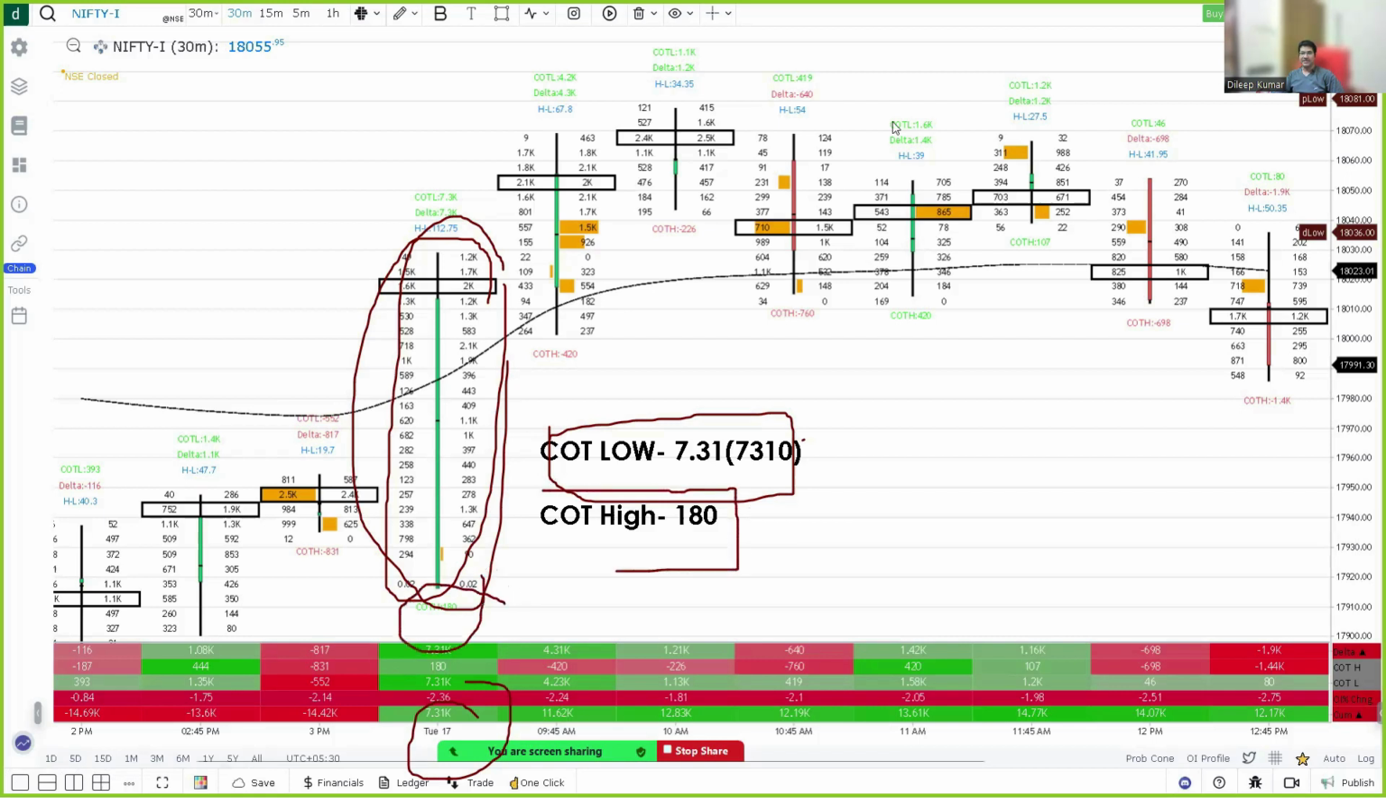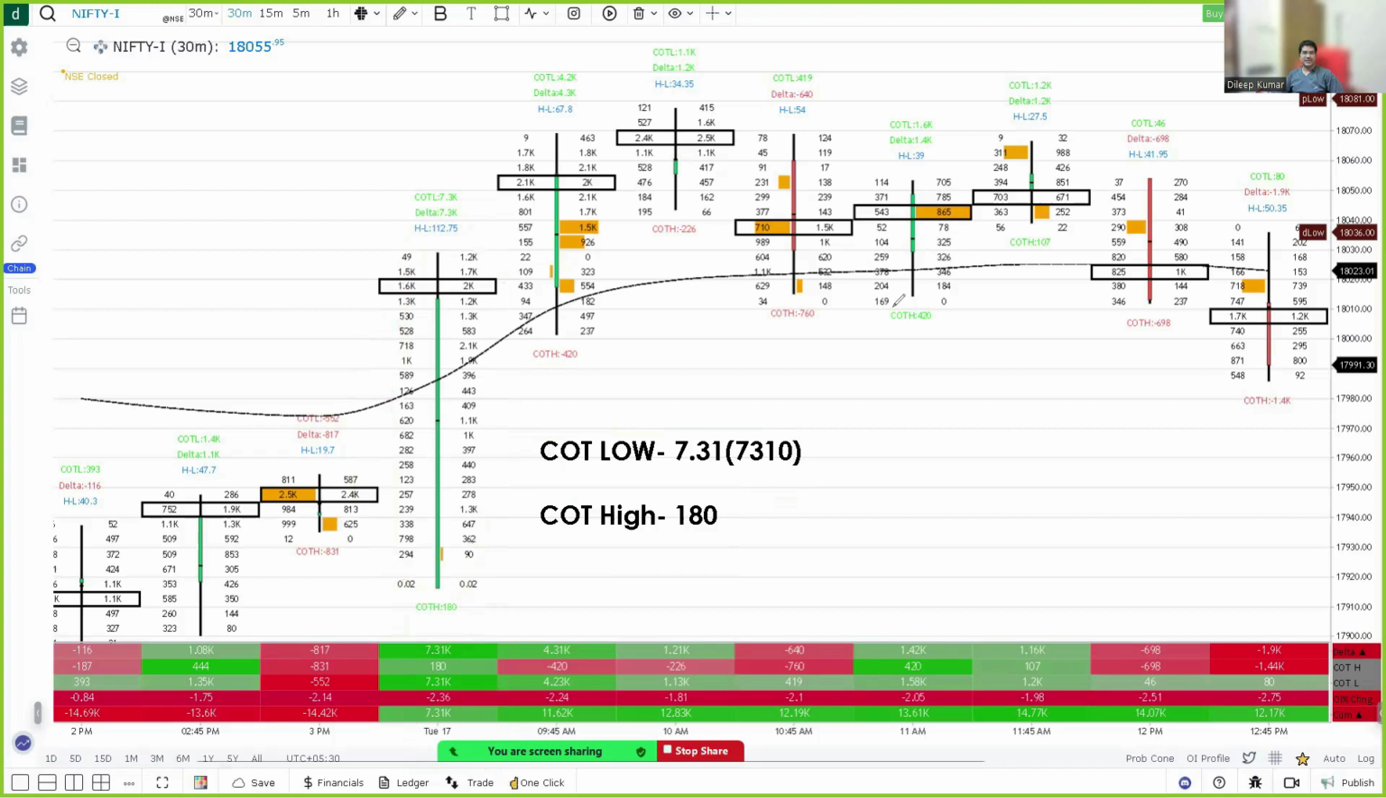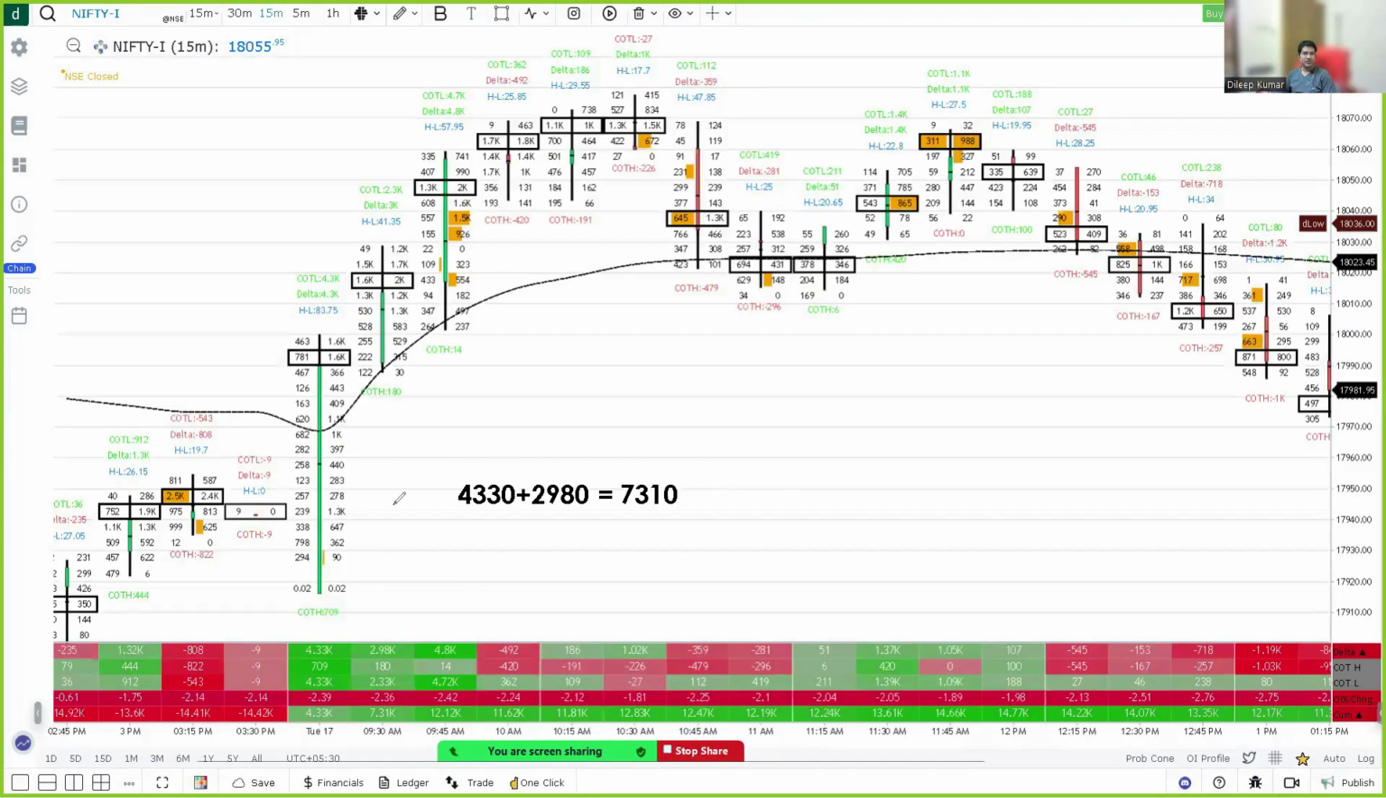If you go into the next slide, we have 215 minutes. How did I calculate this? 4330 is the COT low of the first 15 minutes, that is nothing but this one. Where is this?